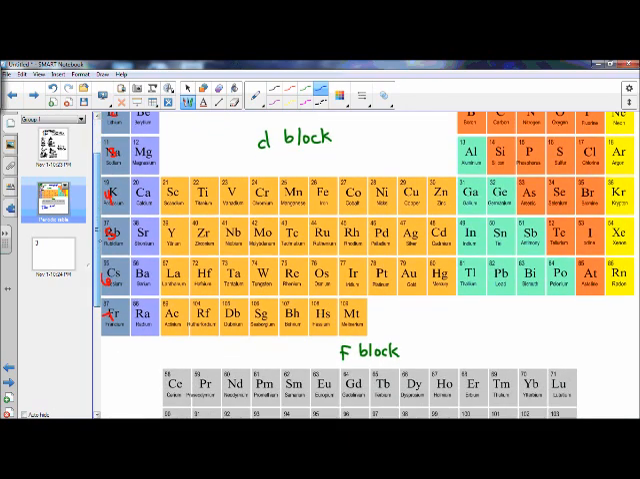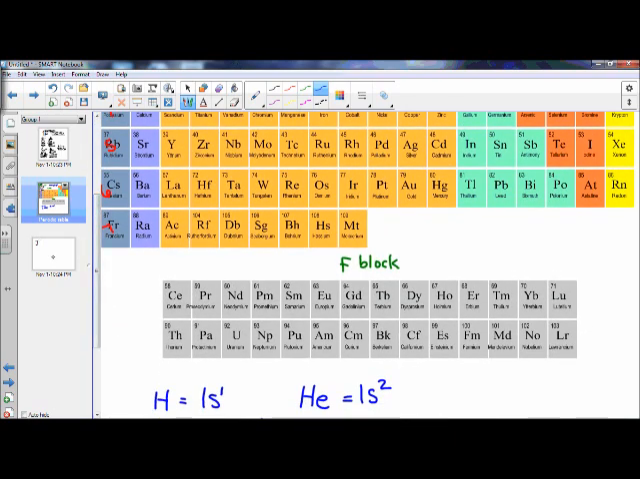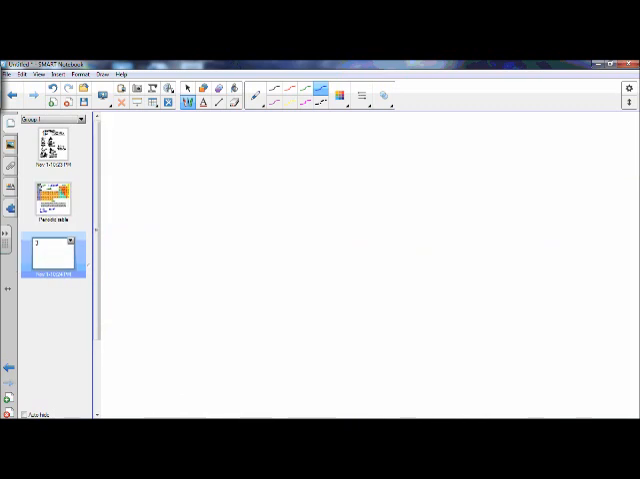Okay, so before we go any farther and practice any more of these, we're going to make a notation that there are some rules that govern electron configuration.